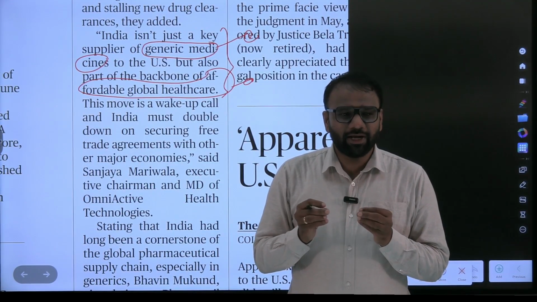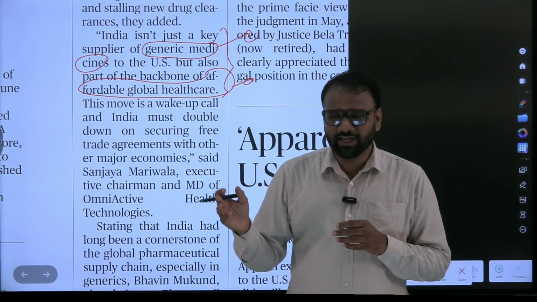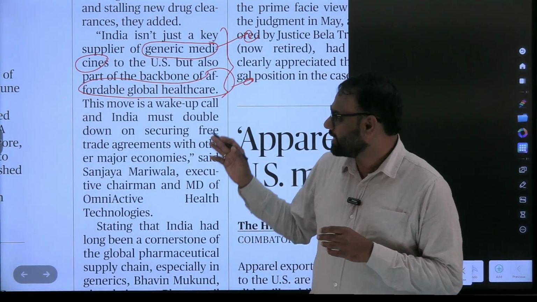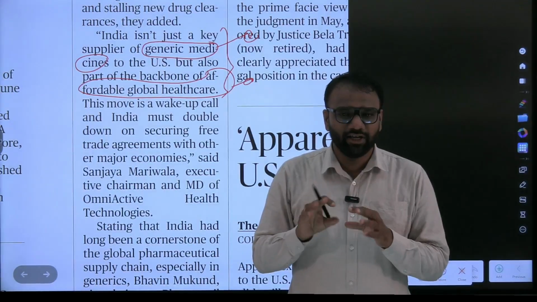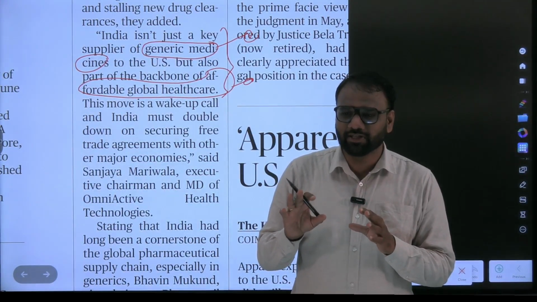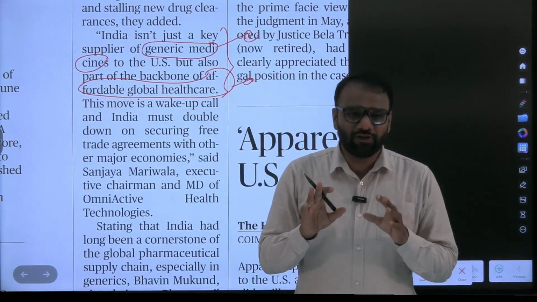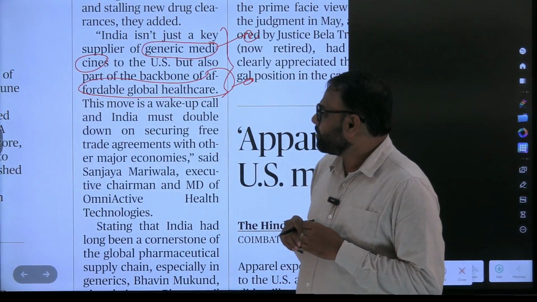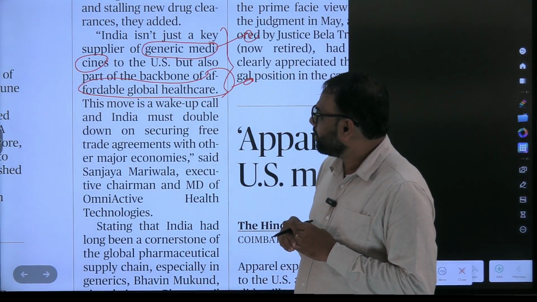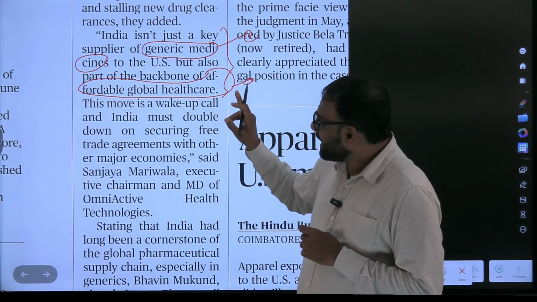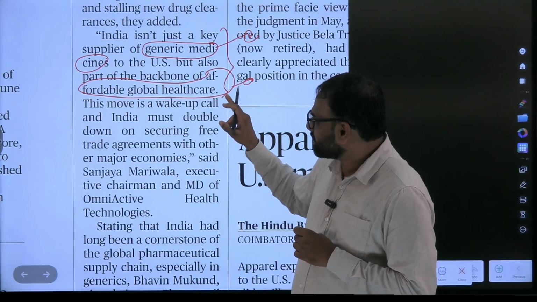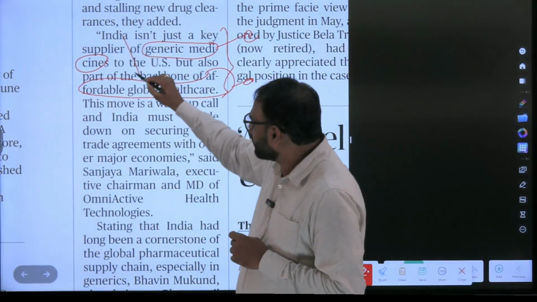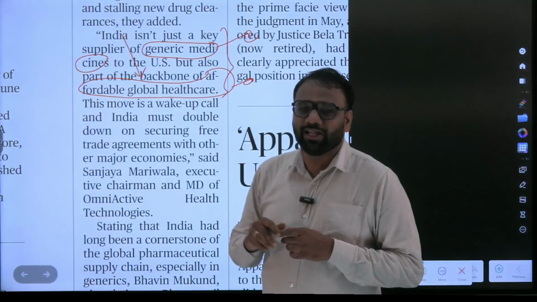It means everything is available at a cheaper rate. You go for any kind of diabetic test, it should be available at a cheaper rate. If you go for, let's assume, tablets, they should be available at a cheaper rate. That is called affordable. Rather than cheaper, I'll say affordable. Everyone should be able to afford it. Affordable healthcare. India is not just a key supplier of generic medicines to the US, but also part of the backbone of the affordable global healthcare. So it means India is part of the backbone of the affordable global healthcare.